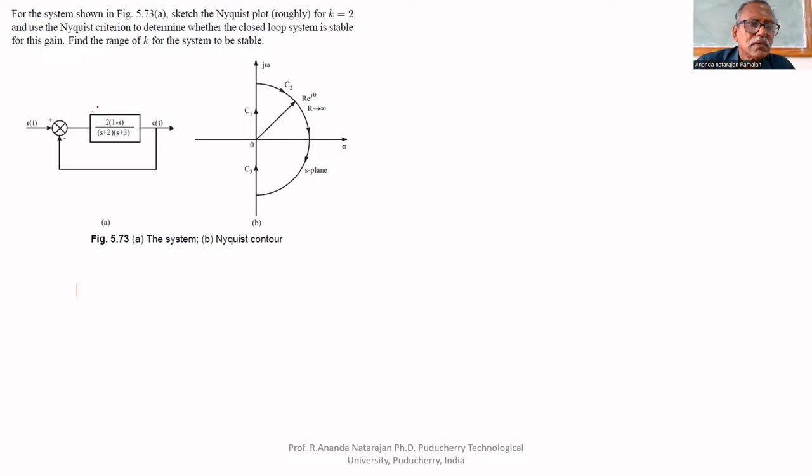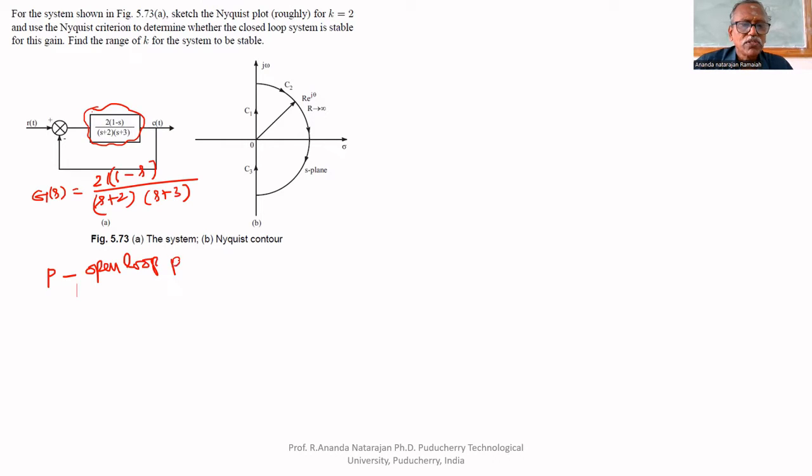Here, the open loop transfer function G of s equal to 2 multiplied by (1 minus s) upon s plus 2, s plus 3. What is P? P is open loop poles on the right hand side, that is equal to 0. No open loop poles on the right hand side.